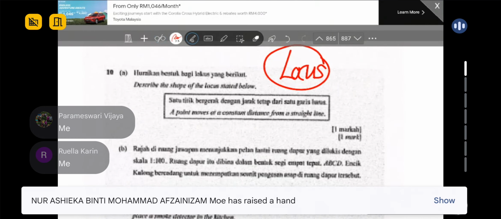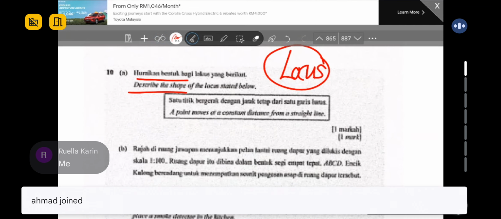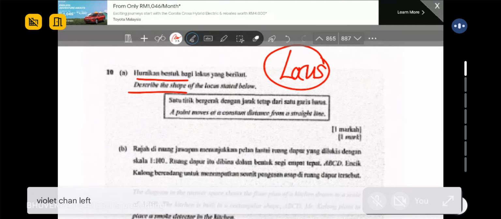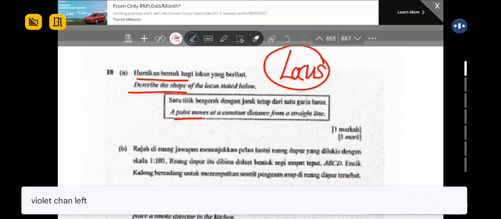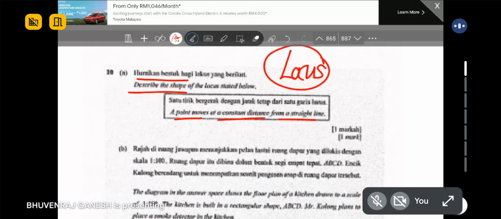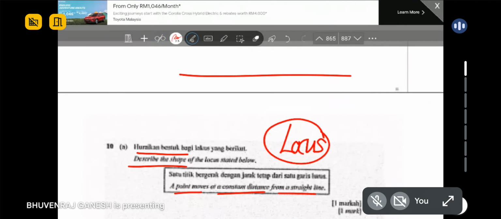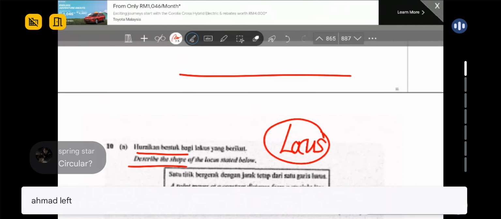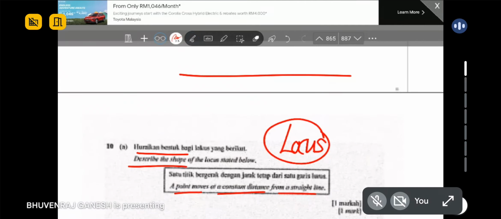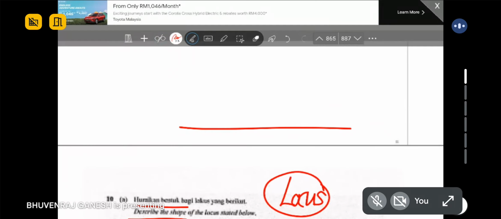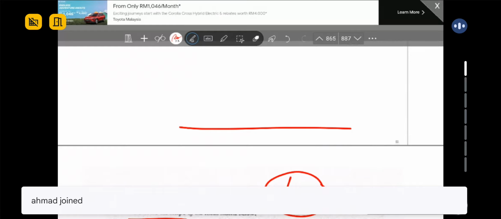Okay. So the question is, they ask you to describe the shape of the locus. Uraikan bentuk dia. Okay, so they say a point moves at a constant distance from a straight line. So you guys must imagine lah. This is a straight line, garis lurus, and they say a point moves at a constant distance. So you guys need to imagine, how does the locus look like? So how can the point move at a constant distance? Macam mana titik boleh bergerak pada jarak yang sama? Kalau kamu ada dua garis selari kan?